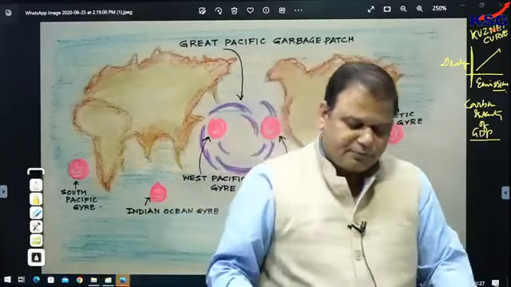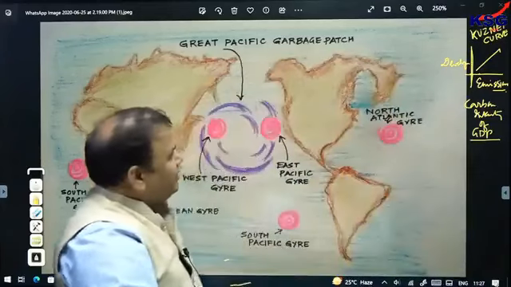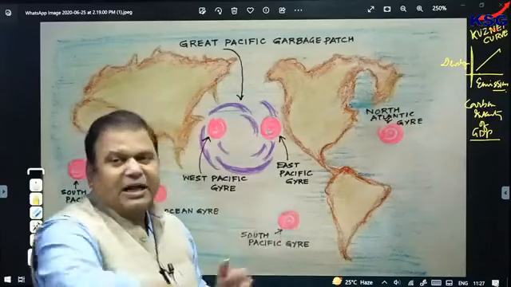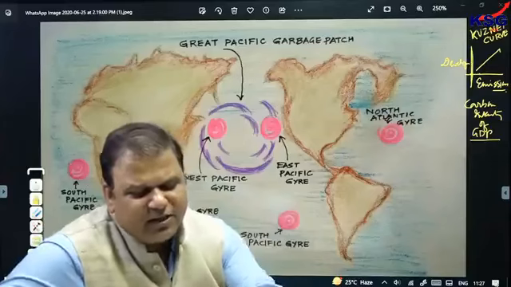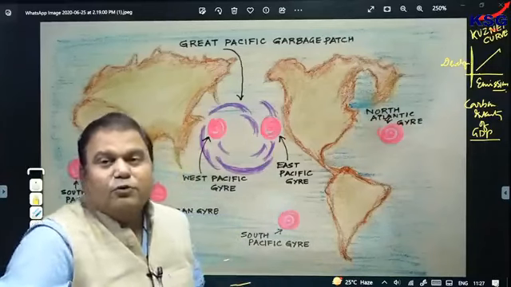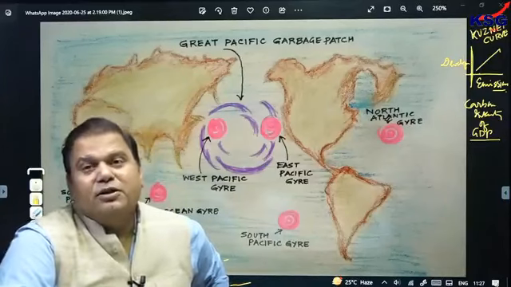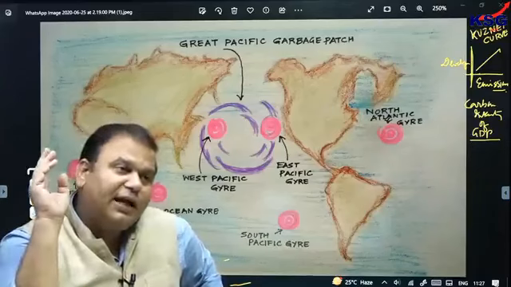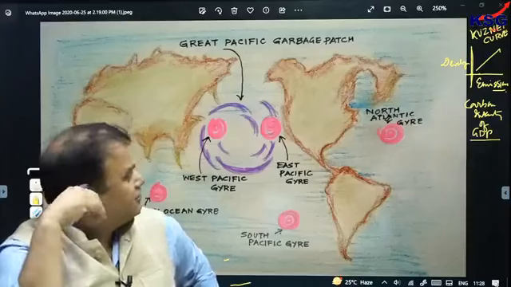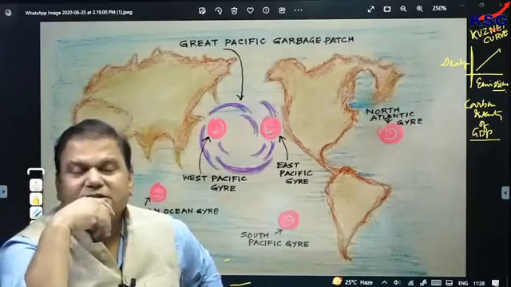Now let's move forward. If we talk about the Great Pacific Garbage Patch, we can say it is not only the biggest example of water pollution in the world, but also the biggest example of plastic pollution in the world. And why so? Because 2,69,000 million tons of plastic waste is present in this patch.